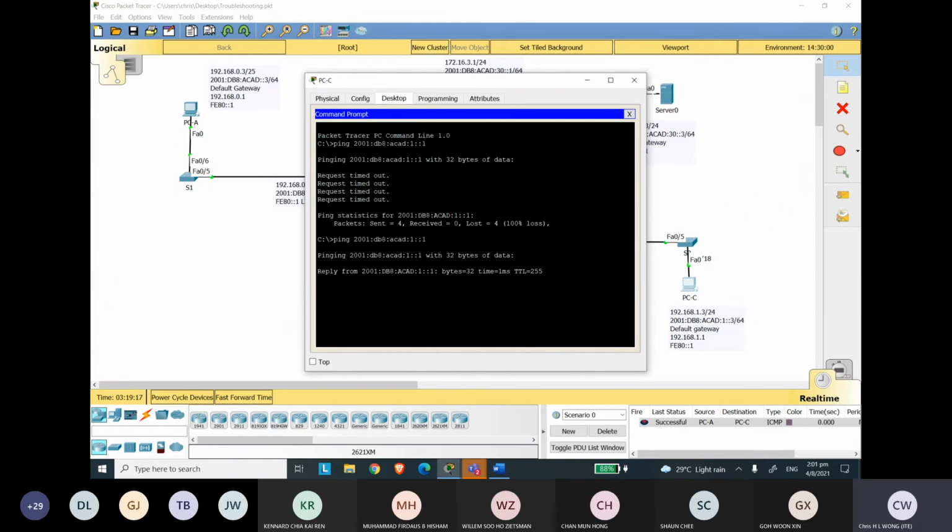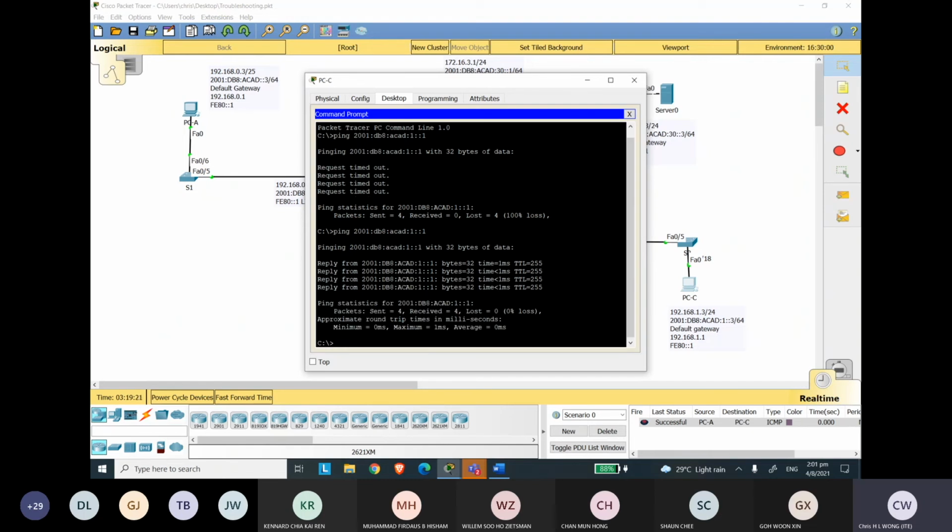DBA colon 1 should work. Now should work already. You see? Yeah. Like just now, what do you say? Kenneth, what do you say, Kenneth?